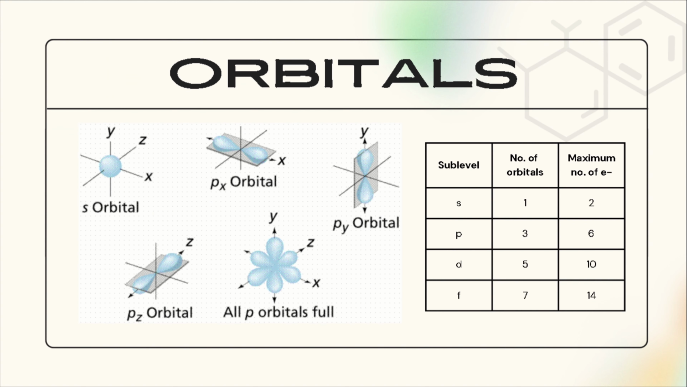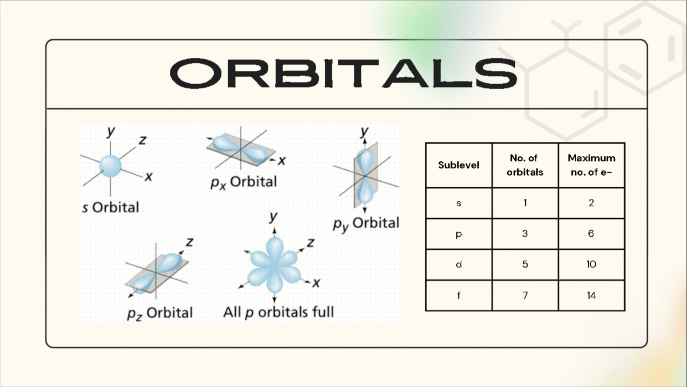Now, orbitals. In S orbital, there is only 1, the circular one, that's it. We don't have any more orbitals in the S subshell. So S subshell, we have 2 electrons. But for P, we have 3 orbitals. There is px orbital, py orbital, and pz orbital. As you can see, S is spherical shaped, but P is dumbbell shaped. You have to memorize the shapes as well.